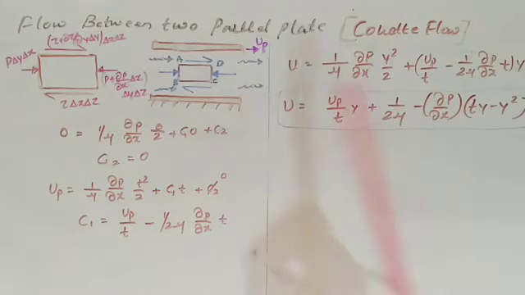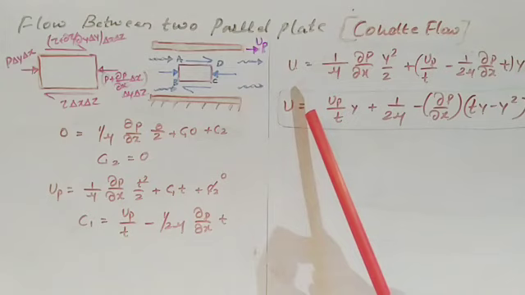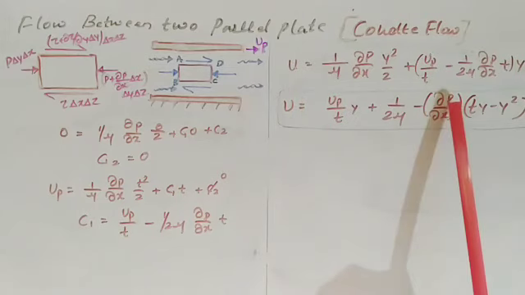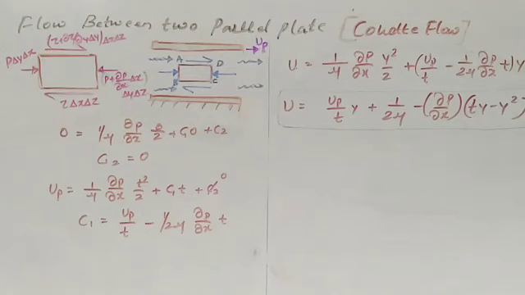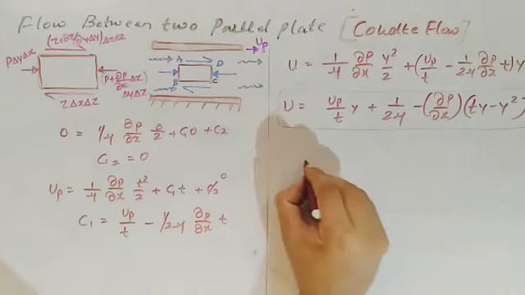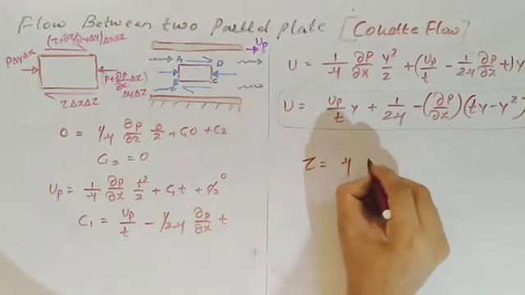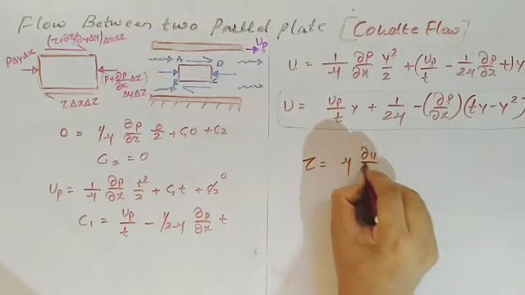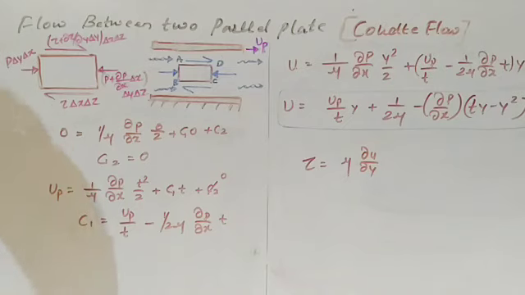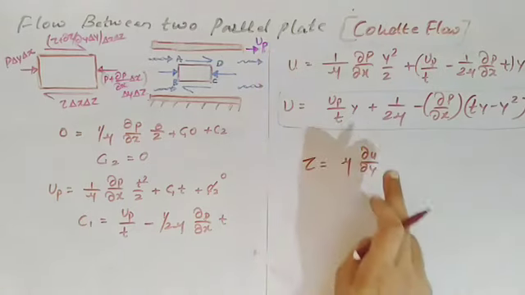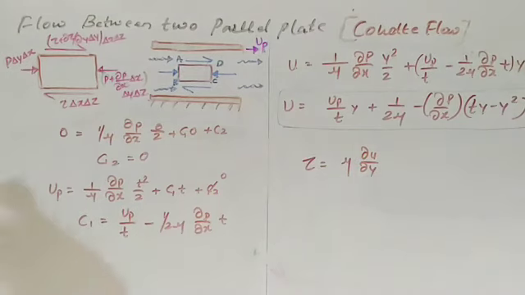So it mainly depends on the upper plate velocity and dou p by dou x value. Now next important is shear stress distribution. From Newton's law we know that shear stress is given by mu into dou u by dou y, in the y direction. Okay, I have considered the y direction. Now let us substitute this u value in the shear stress equation.